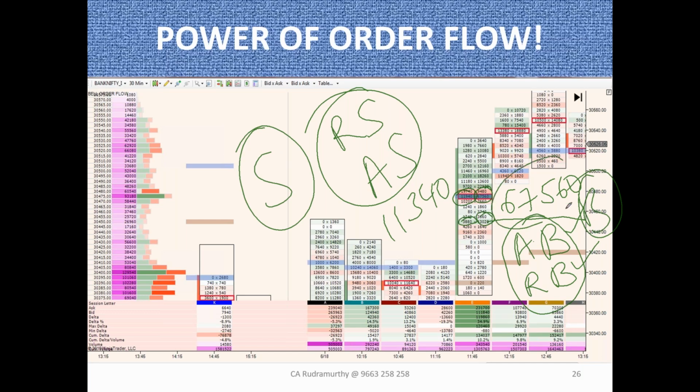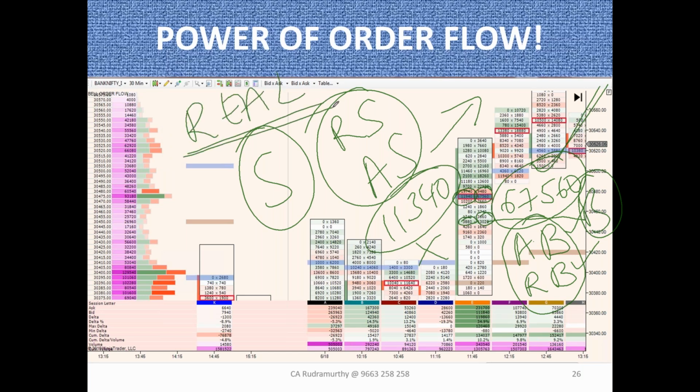I have 67,560 buy orders, whereas sell orders are only 11,340. So whenever a breakout happens with more buyers on the aggressive side and fewer aggressive sellers, then I can say it is a real breakout. Whereas when a similar breakout happens with more aggressive sellers and fewer aggressive buyers, then I say the chance of a false breakout is very high.